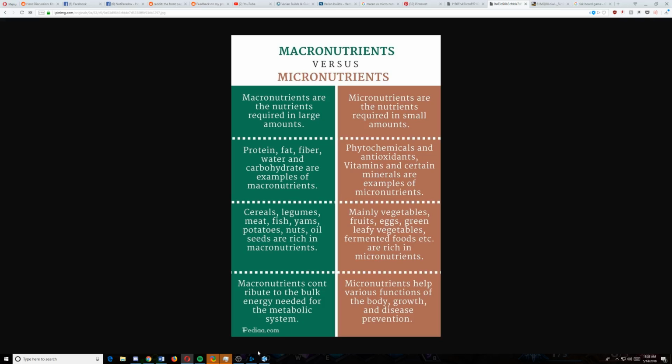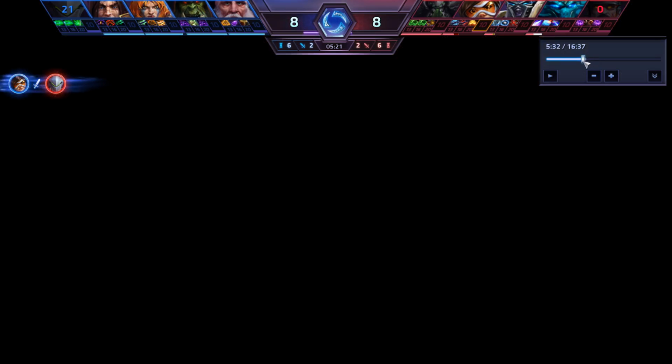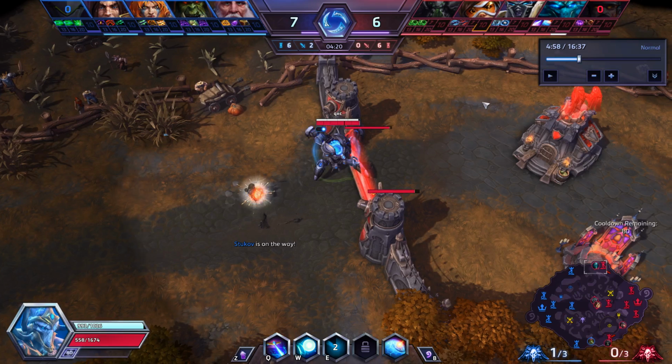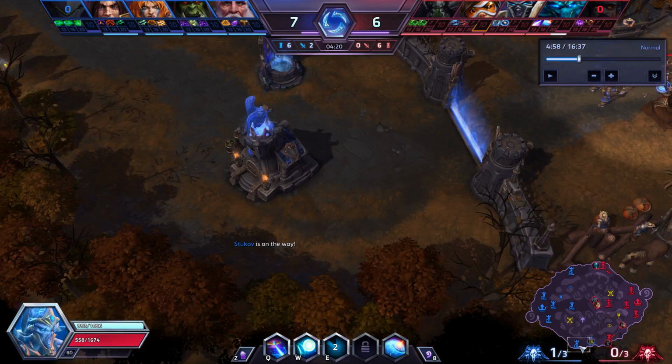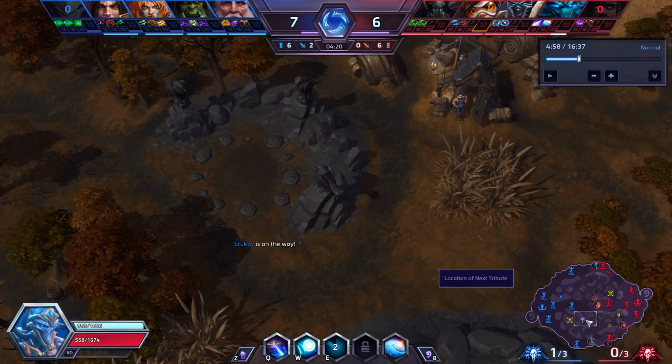So how does this pertain to Heroes of the Storm? Well, in Heroes of the Storm, there are a few things that are really important about macro and micro. I'm going to go back a little bit and explain what the difference is. So, macro in-game means to utilize the map and the large scale of the game. What I mean by the large scale is taking towers, taking keeps, taking camps, taking bosses, and taking objectives. That is the large scale of the game.